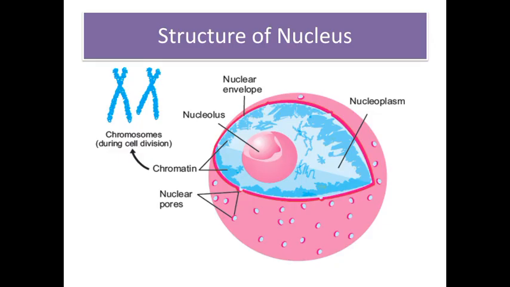This is the structure of the nucleus. Firstly, there is a nuclear envelope that is dark pinkish in color, and inside the nuclear envelope there is a granular fluid that is light blue in color, that is nucleoplasm. And inside the nucleoplasm there is a nucleolus, and that is the dark spot.